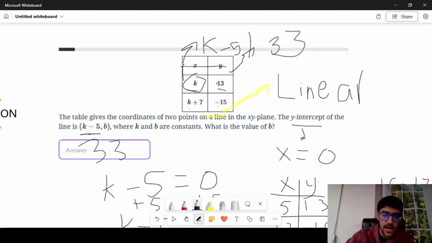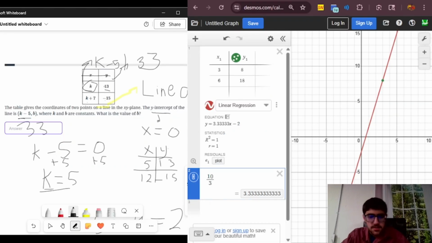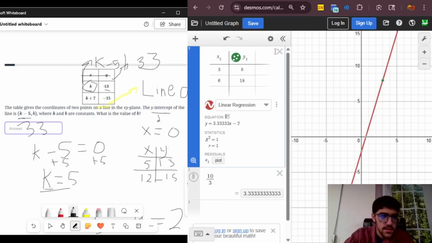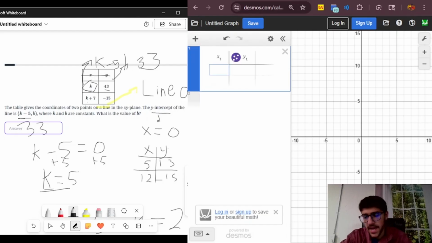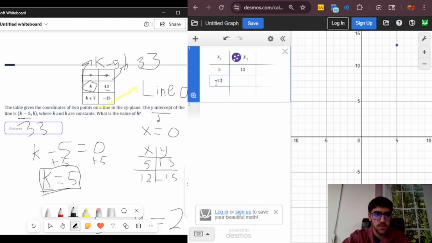Now I'm going to show you how to solve it using the regression. Similar to last time, you need to open Desmos. This time, we still need points. We can't put in k, because that's still a variable, and the regression's not going to work on it. But like we said, you still have to start with the part where you solve for k. You know that k equals 5, and now you got 2 points: (5, 13), and k plus 7, so (5 plus 7, which is 12, negative 15).